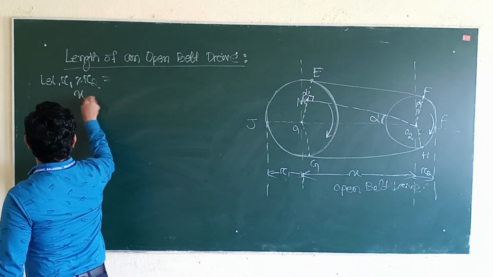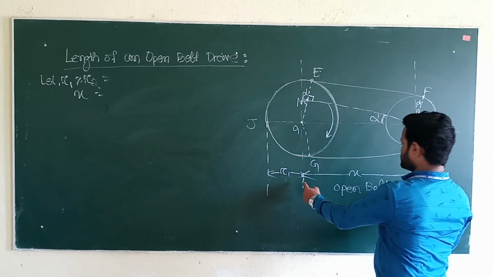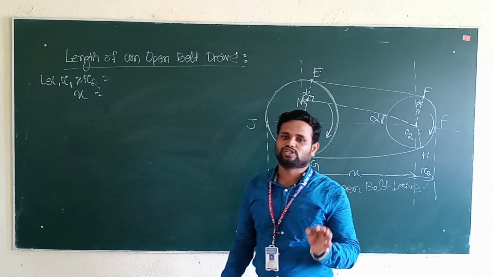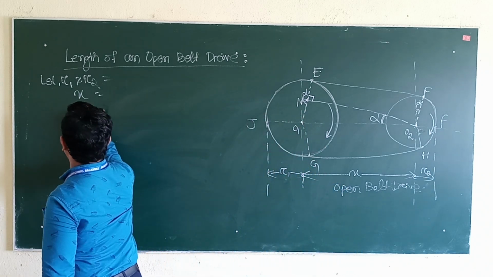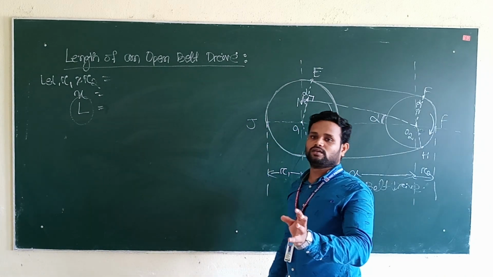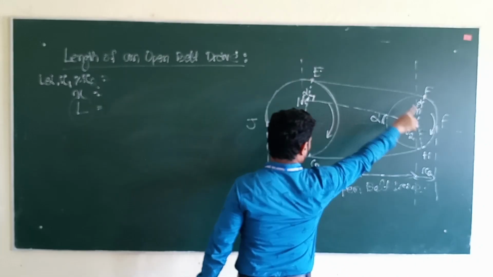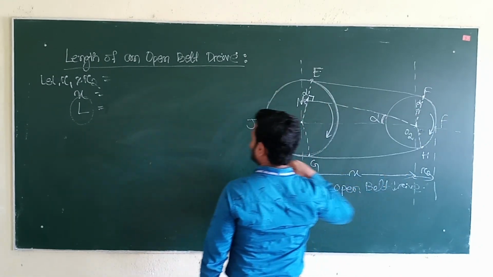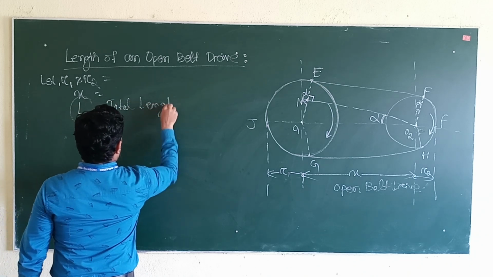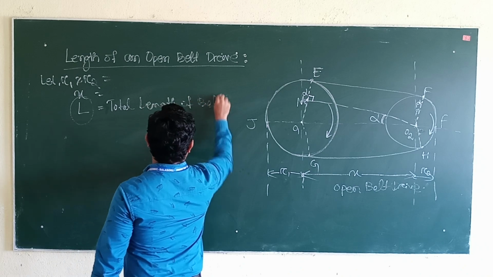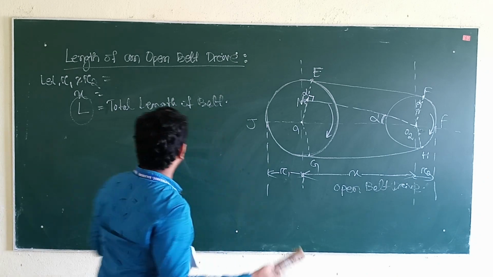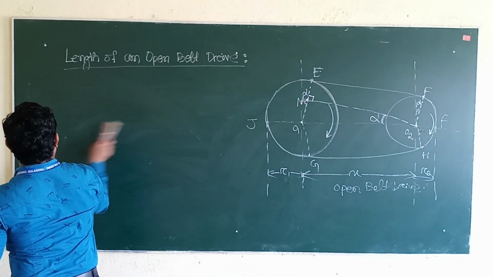Next is small x. Small x is the distance between the two centers of the pulleys. Next, what is capital L? We will calculate this capital L. L is the total length of the belt. In between the two pulleys, there is a belt, so we will calculate the total length of the belt. Before going to the topic, let's see the figure.